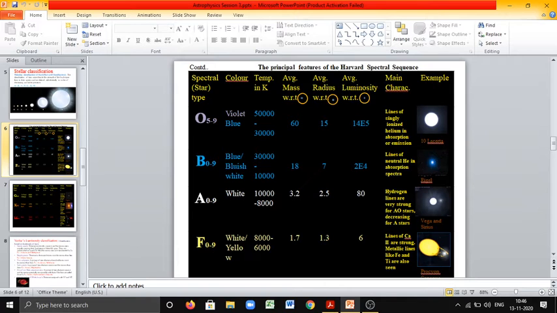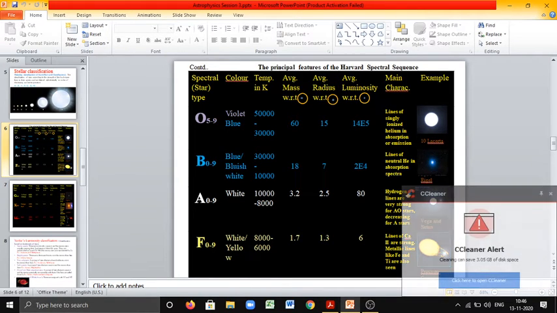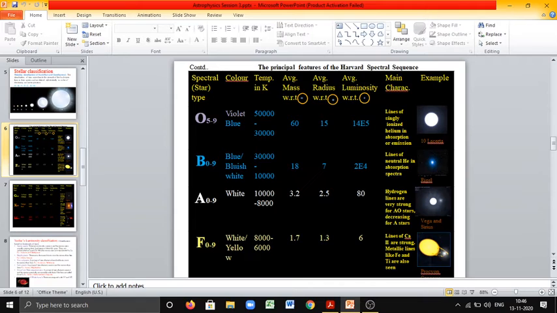Coming to B-type stars, the color of these stars is blue or bluish white. The temperature of these stars varies from 30,000 to 10,000 Kelvin and average mass of these blue stars is about 18 times the solar mass and radius of these stars is about 7 times radius of sun and luminosity is about 2 into 10 to the power of 4 times luminosity of sun.